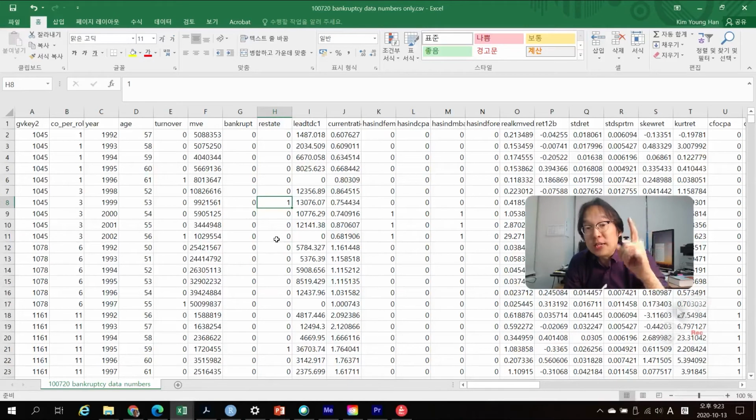And then restate is what? It's also a lead variable. If the company had cosmetic accounting, 분식회계 kind of things, right? Fraudulent accounting, so that they had to restate their financial statements in the following year, then this year they have the dummy variable 1. Otherwise, it is 0.